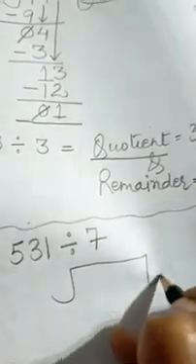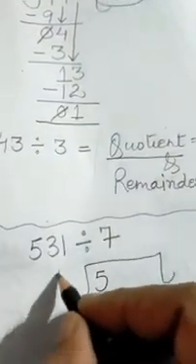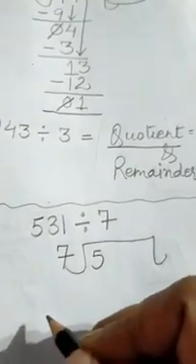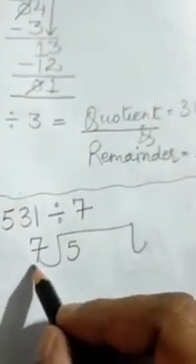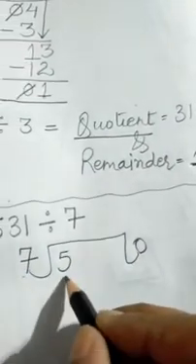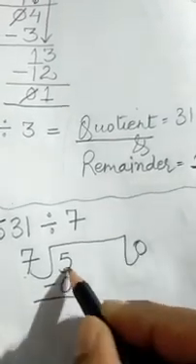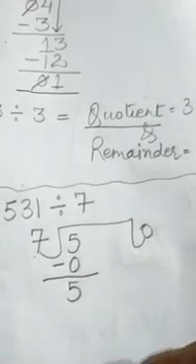Here I will write only 5, and here we have to divide it by 7. Now we will observe the table of 7. As we observe the table of 7, here we can write only 0 because 7 cannot be written under 5, so we can write 0. 7 zeros the 0. Now 5 minus 0, 5 will be there.